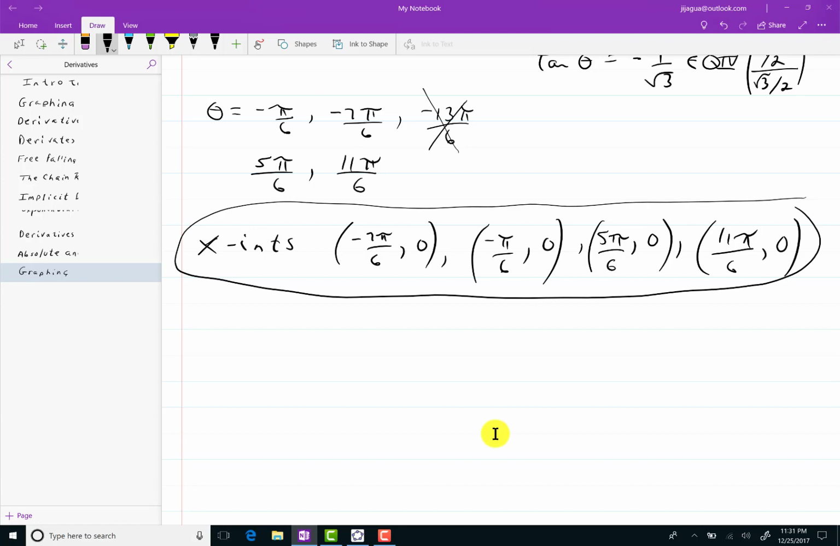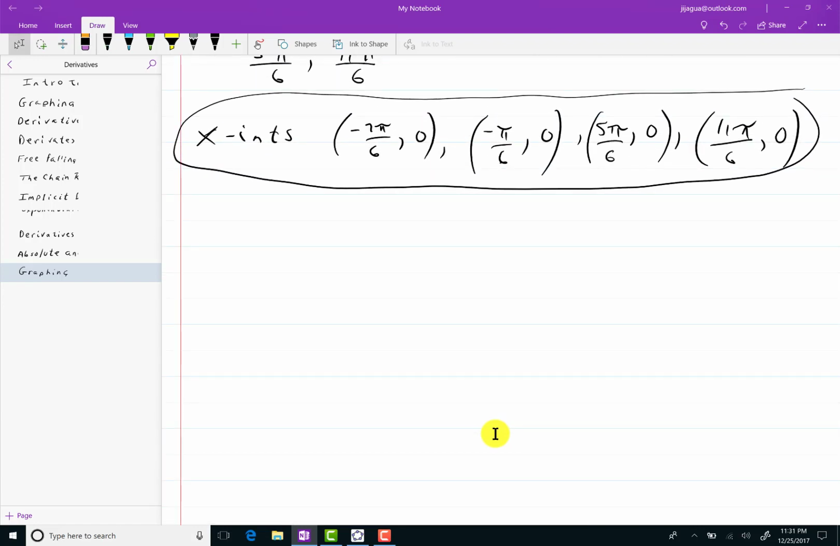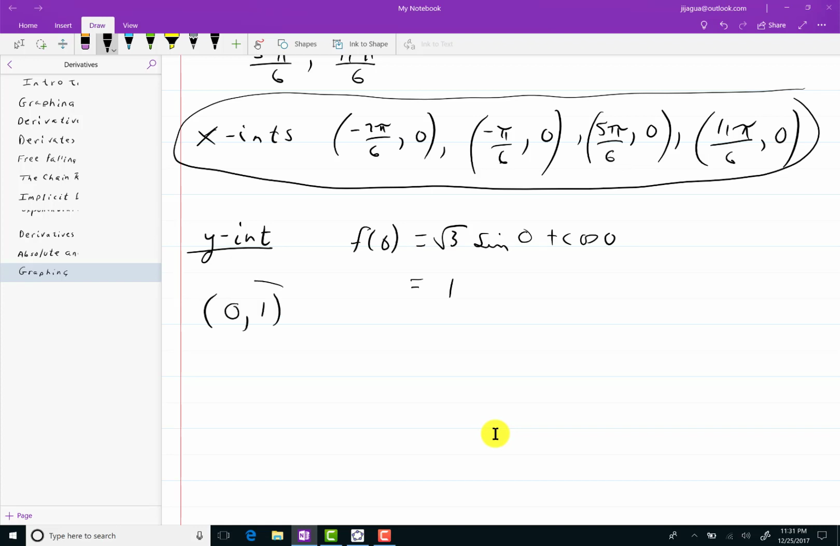For y-intercepts, that's the easiest thing in the world. All you do is plug in theta equals 0. So for the y-int, I get f of 0 equals radical 3 sine of 0 plus cosine of 0. And that equals 1. Sine of theta is 0. So we only have the one y-intercept, 0, 1. And that takes care of that business.